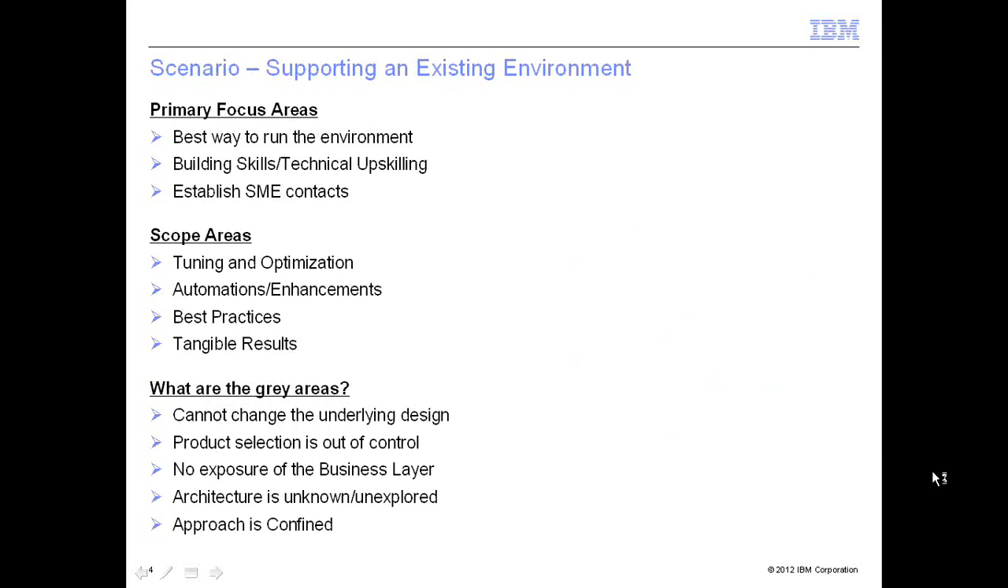The scenario is supporting an existing environment. The primary focus area in this case is how best to run the environment. Most of the DBAs, or rather administrators, who are supporting production systems or maybe dev test systems, look at how best they can manage the system. They look at technical skill building, where they look at the new features, probably look at what are the enhancements that they can come up with. Their key focus is to establish SME contacts in that area.